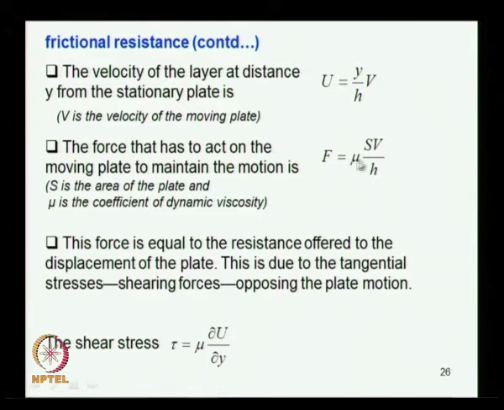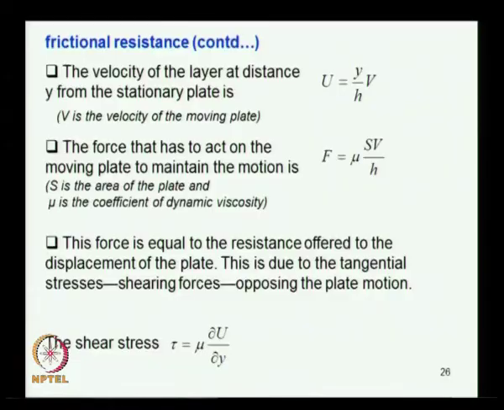So you just get this relation, the force that has to act on the moving plate to maintain the motion is given by this, which is coming from this relation and substituting this over that. This force is equal to the resistance offered to the displacement of the plate, okay, that is for the movement of the plate. We are not considering any wave making or anything here, this is due to the tangential stress or shearing force opposing the plate motion. It has to overcome that and move the plate. So this is the force required to move the plate.